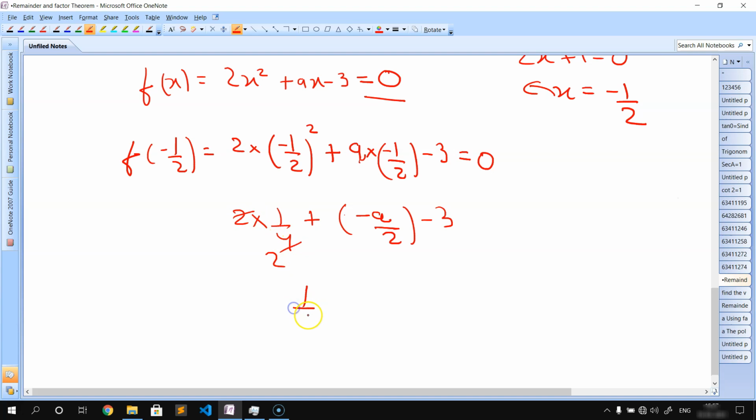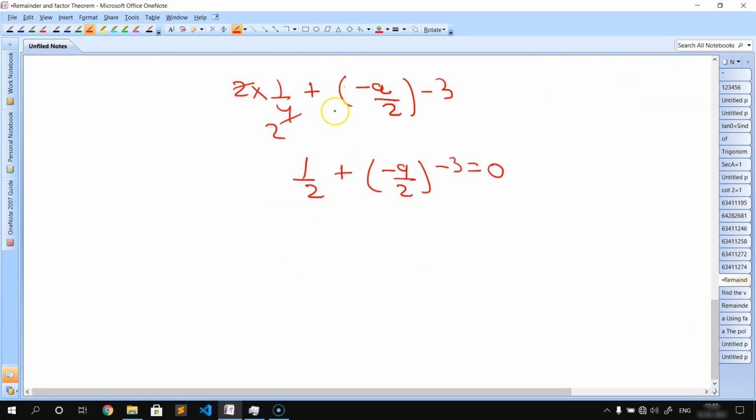So they will be cancelled out and become 1 by 2 plus minus a by 2 minus 3 equals to 0. On further solving, we will get, now we take the LCM, so it will become 1 by 2 minus a minus 6 equals to 0.